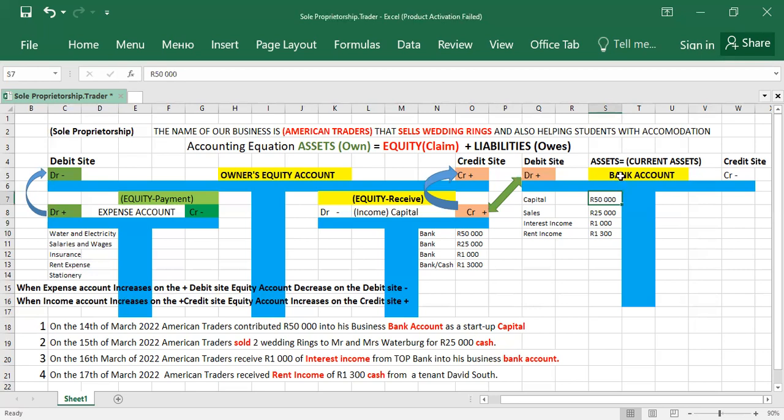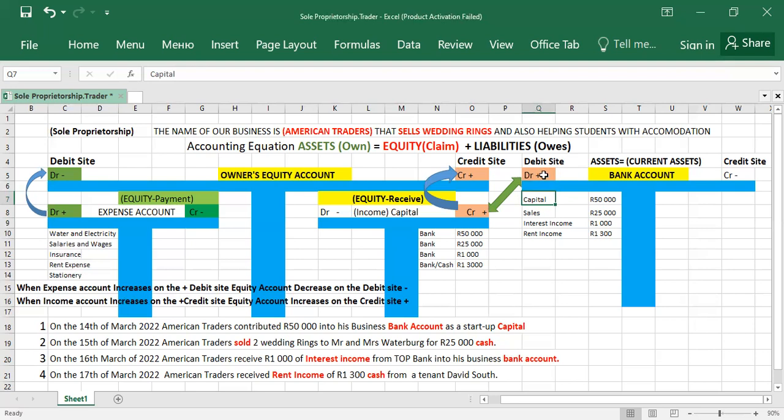Okay. Now, why are we writing capital account under bank account? Remember, the bank account, we have to narrate. A narration has to be applied. The bank account is increasing on the debit side with what? With the money, the capital. Capital is the money that has been contributed by the owner into his business, which is American Traders. We are going to be debiting our bank account with capital account.